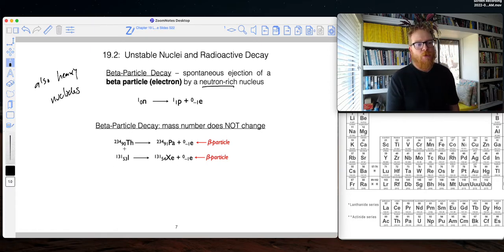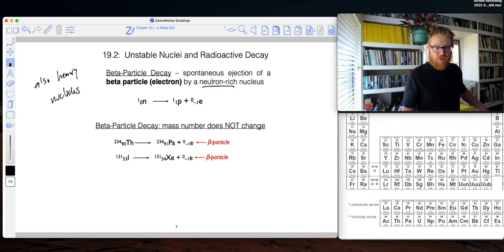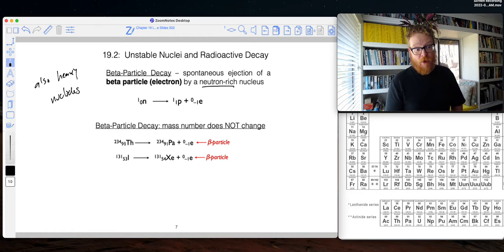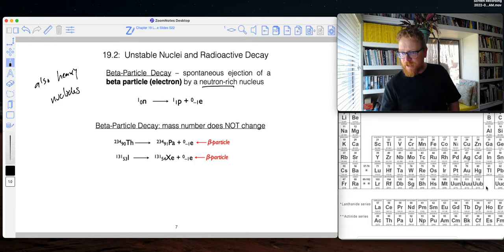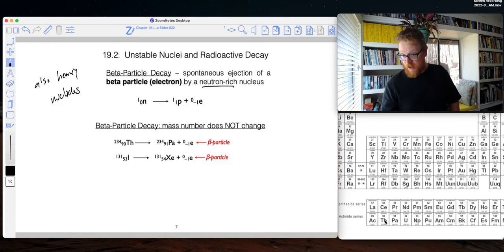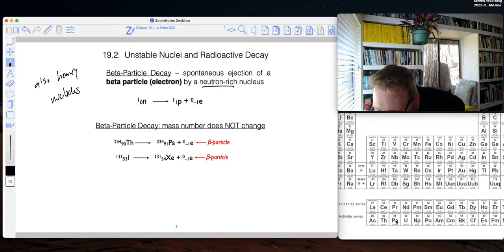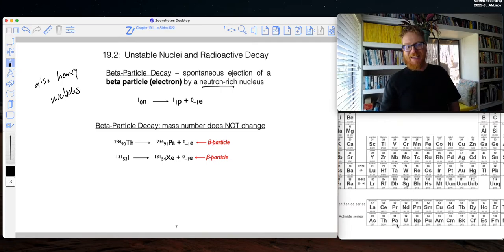So for example, thorium-234 can also undergo beta decay, okay? And so when that happens, the mass number is not going to change, right? So 234 stays as 234. But now we note the atomic number has to increase by 1. So if we find our thorium here, element number 90, there it is, we recognize with the release of that beta particle, it's a 0, -1. So that means this 90 has to become 91. And we can see that that becomes protactinium, Pa. Okay.